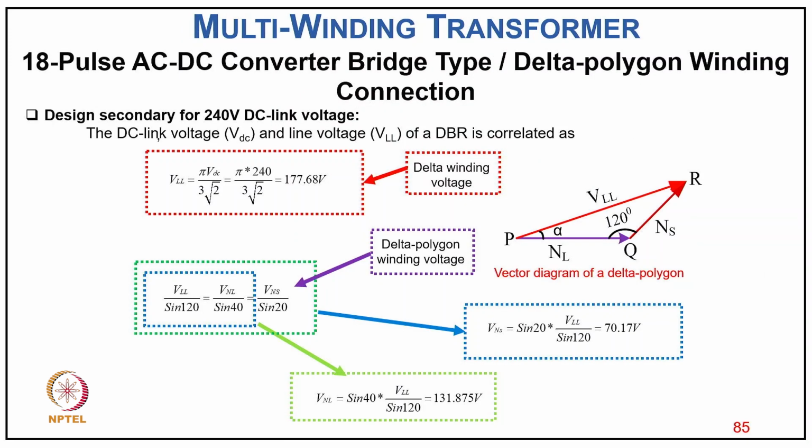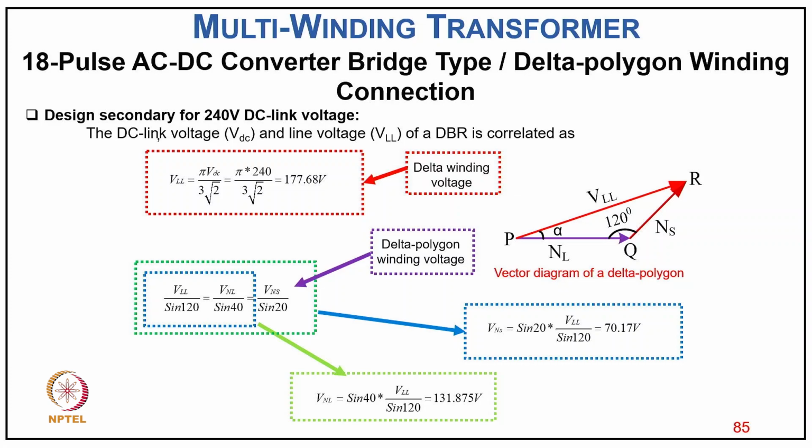So, a typical example of design of the secondary for a 240 volt DC link voltage. The DC link voltage and line voltage of the DVR are related by VL equal to pi Vd upon 3 root 2. Putting in the value 240, it comes to 177.68 for the delta winding, and for the delta polygon, VLL upon sin 120 is equal to VNL upon sin 40 or VNS upon sin 120.